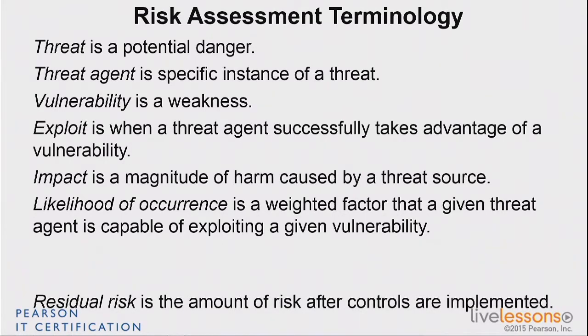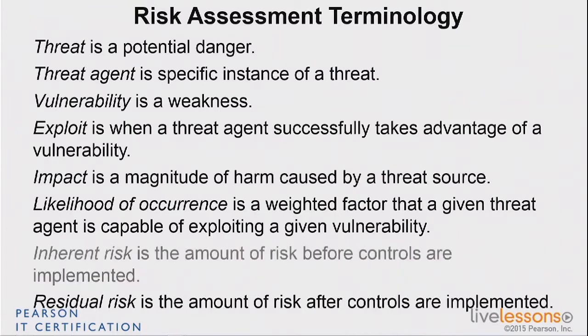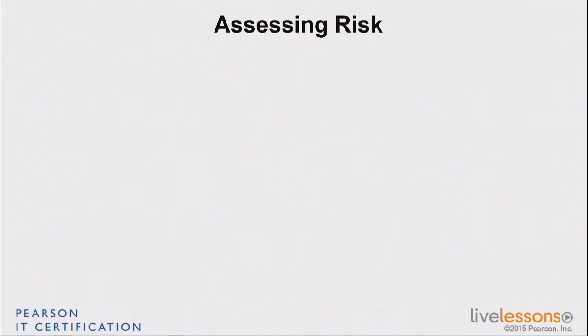Residual risk is the amount of risk after controls are implemented, and inherent risk was the amount of risk before controls were implemented. So we're going to start with inherent risk. We may put some additional controls, and our residual risk, which is the one that we're really concerned with, is the amount of risk after controls are implemented. So we're going to be talking about how we assess risk in this lesson.